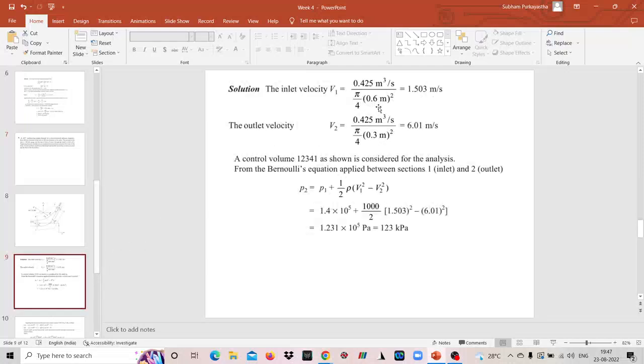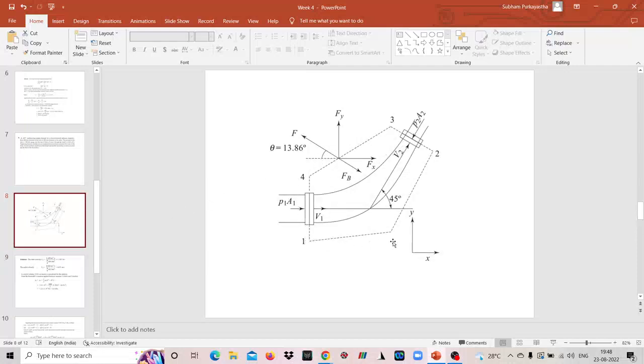So the diameter is given. 600 mm is 600 into 10 to the power minus 3, so 0.6 meter. Area is computed from this, and dividing the discharge by it gives the velocity at the inlet. Similarly, the velocity at the outlet follows, since the discharge will be the same. Now, the region enclosed by these dotted lines is the control volume.